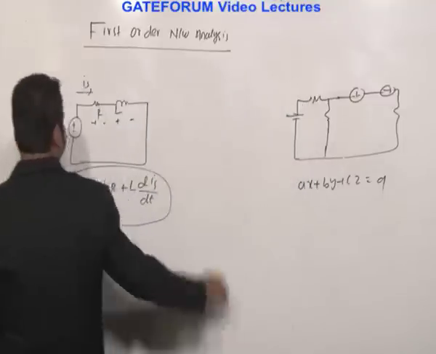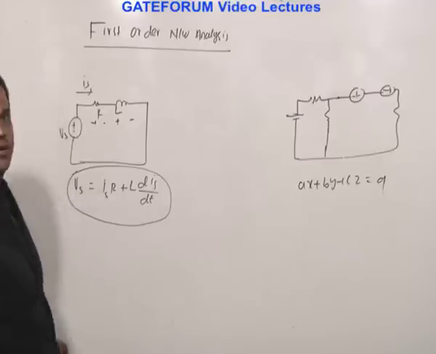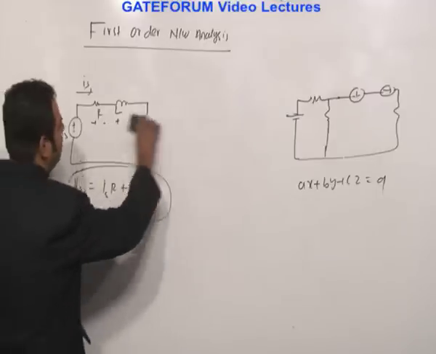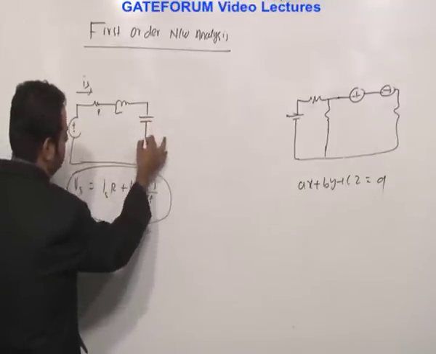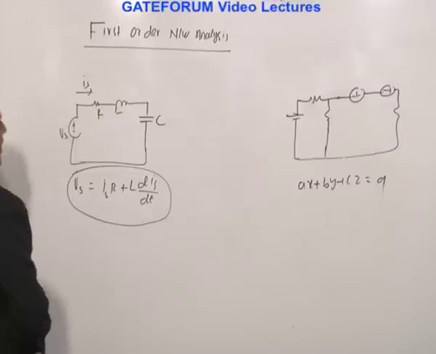Okay, so what is the order of these networks? The order of this network is first order. Why first order? Because I will never get a second order equation on this. Okay, please reply. What is the order of this network? If I introduce an RLC like this, then what should I say? What is the maximum order you can get?